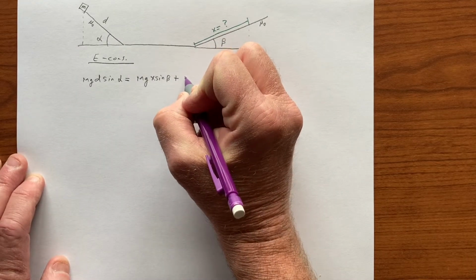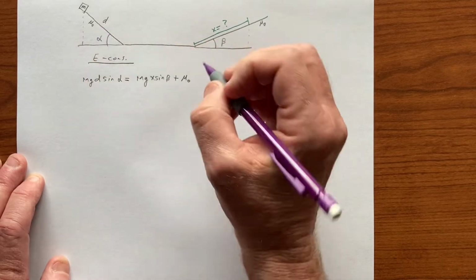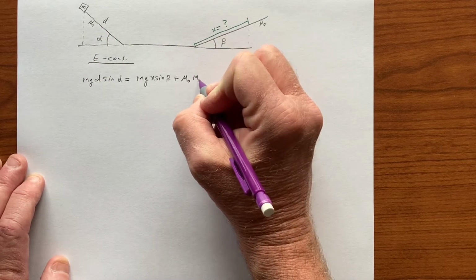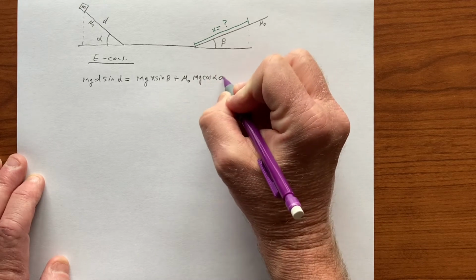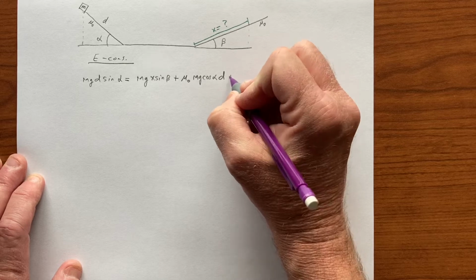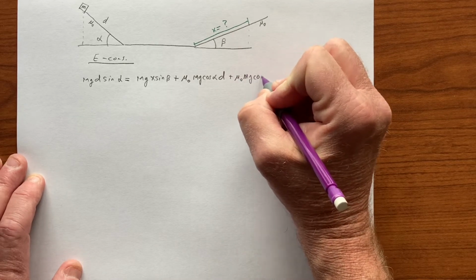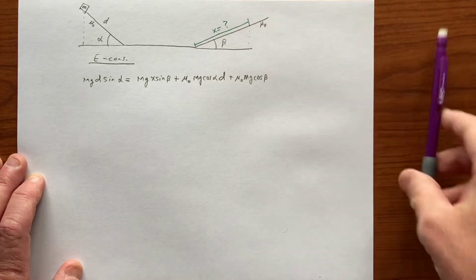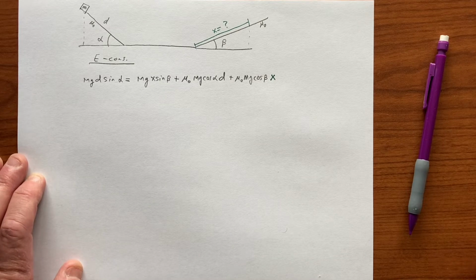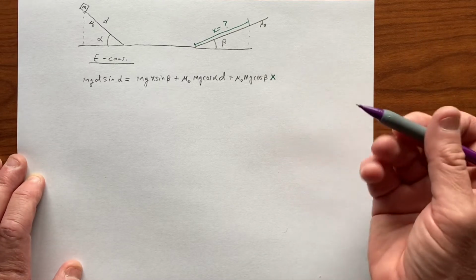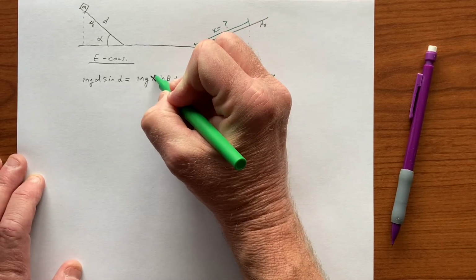So we have plus mu naught. The normal force here is mg cosine alpha. So we have mg cosine alpha times d. And here we have the normal force is mg cosine beta. And there we multiply by x. Sorry, I should have written this x in green as well.